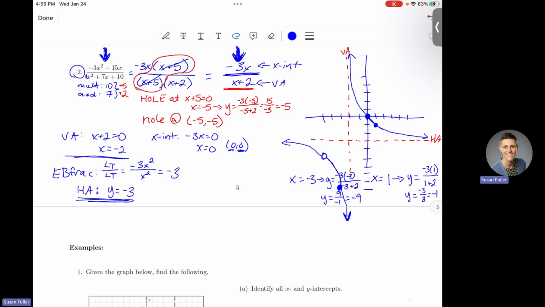And again, nothing magical about those x values. I just picked my favorite. You can really pick any x values you want. All right. Hope that helped.